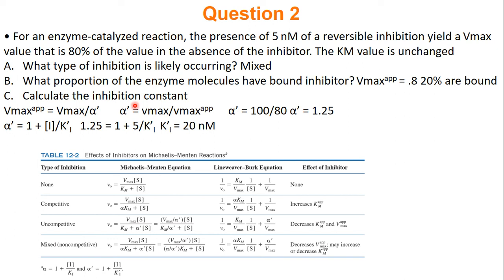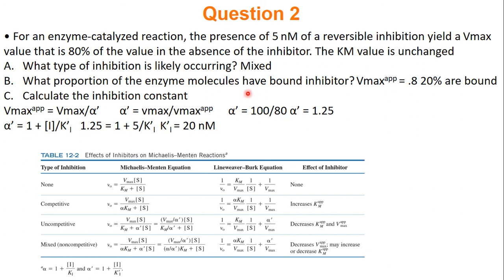C, calculate the inhibitor constant. Alright, so we are affecting Vmax, so we need to use the equation for Vmax apparent. Vmax apparent equals Vmax divided by alpha prime, or alpha prime equals Vmax divided by Vmax apparent. Using my example of 100 enzymes, we can say my Vmax is 100. And if 20% are bound, that means my Vmax apparent is 80.